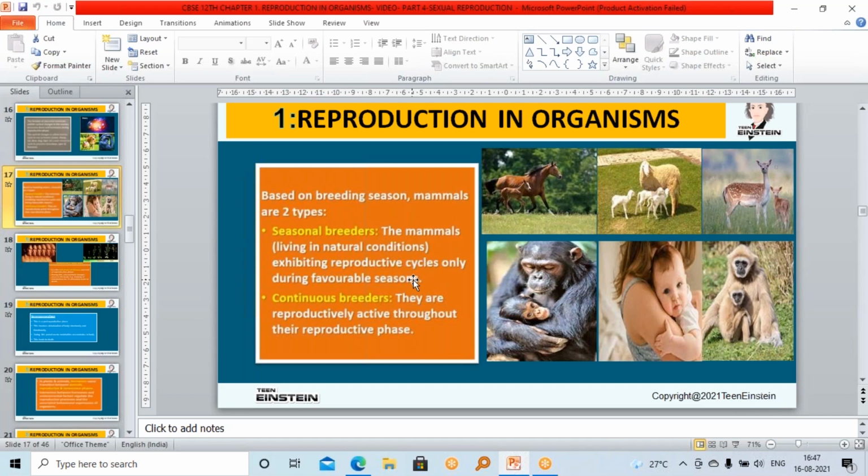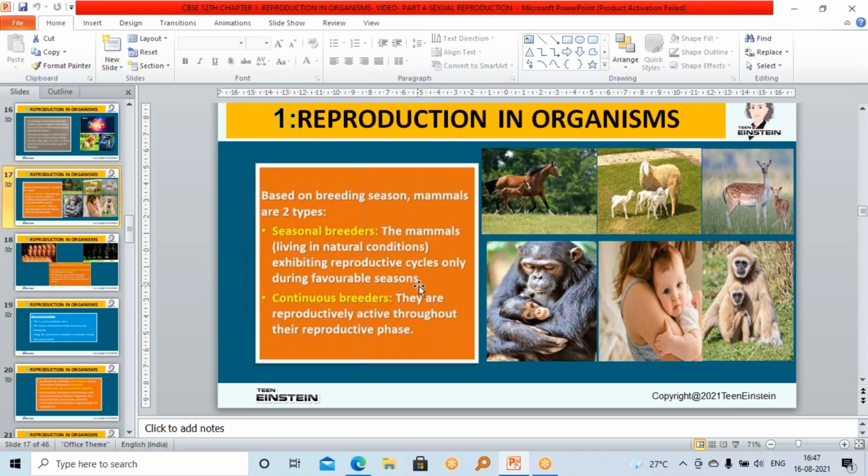Next point is based on breeding season. Mammals are of two types, based on which season they are breeding. Seasonal breeders: the mammals exhibiting reproductive cycle only during favorable season. They are called seasonal breeders.